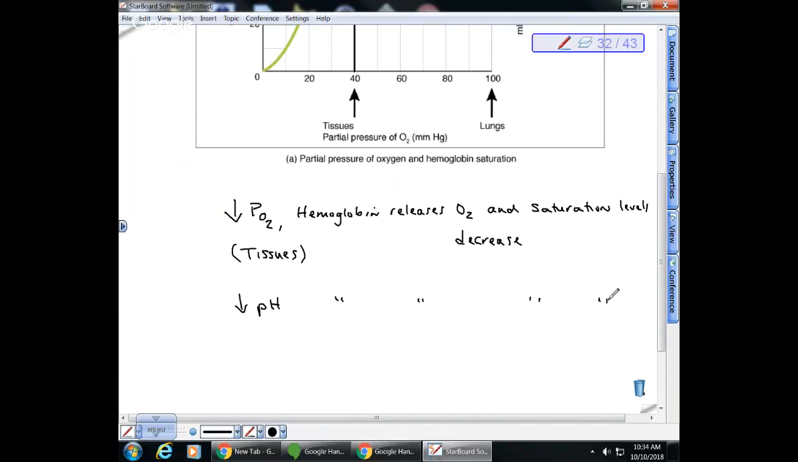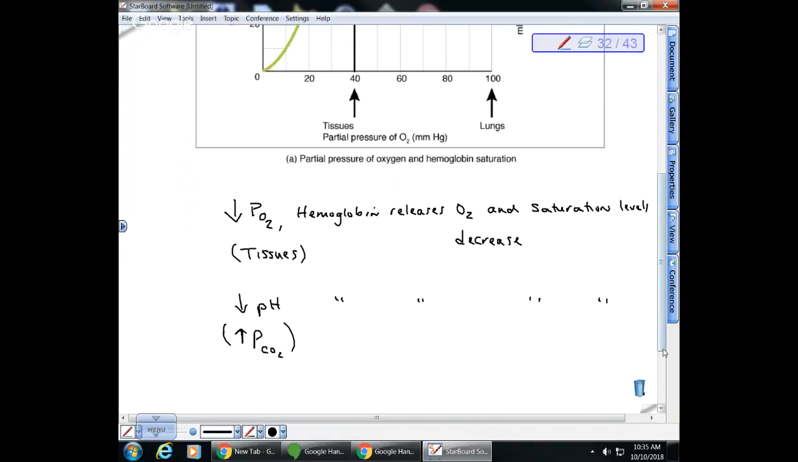Carbon dioxide mixes with water and produces acid, right? So this would also relate to an increase in PCO2. So as you increase, your metabolically active tissues are producing carbon dioxide, and so they're going to have a lower pH. And so that is also going to lead to the dissociation of oxygen from hemoglobin.